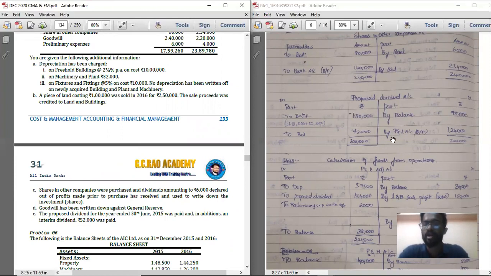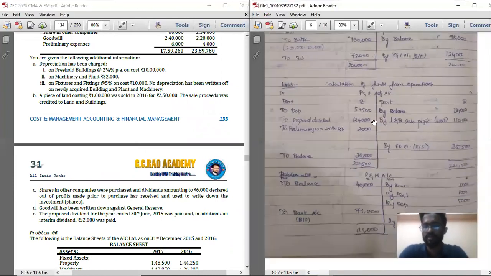If you total it, you will get how much is transferred to P&L account this year. By P&L account 1,24,000. You should take this to the P&L adjustment account, and the to bank account 1,30,000 you should take to application of funds. So next is funds from operation.